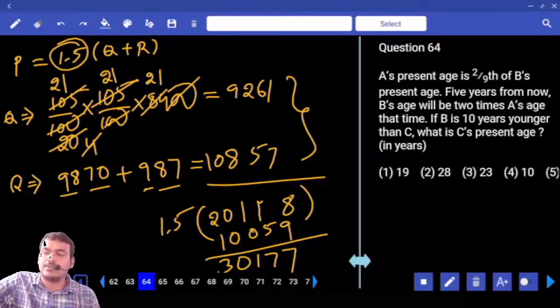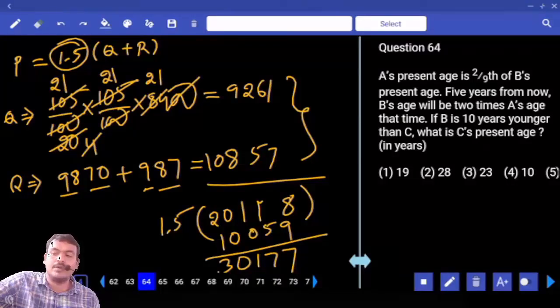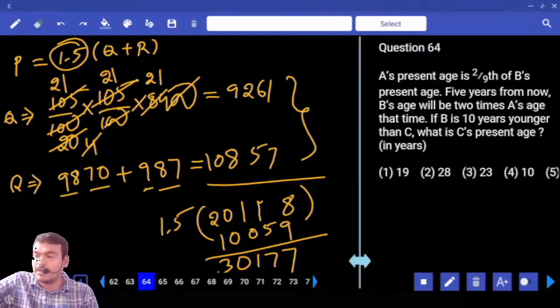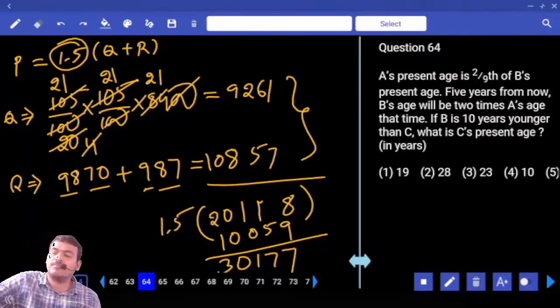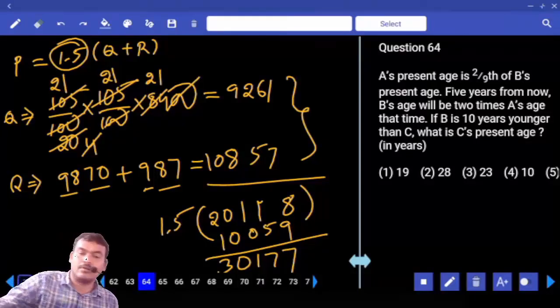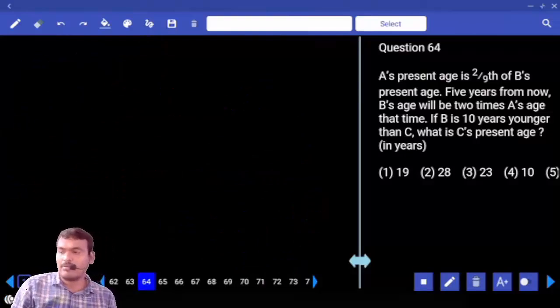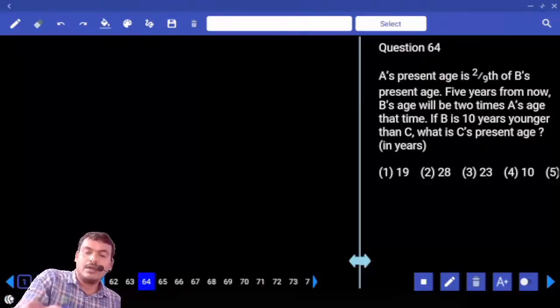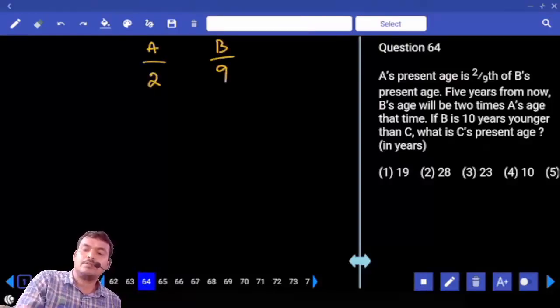A's present age is 2 by 9th of which one? B's present age. 5 years from now, B's age will be 2 times of which one? A's at that time. If B is 10 years younger than C, what is C's present value? A's present value compared to B's present value is 2 by 9 in total. A's value is 2 parts, B's value is 9 parts, or not?